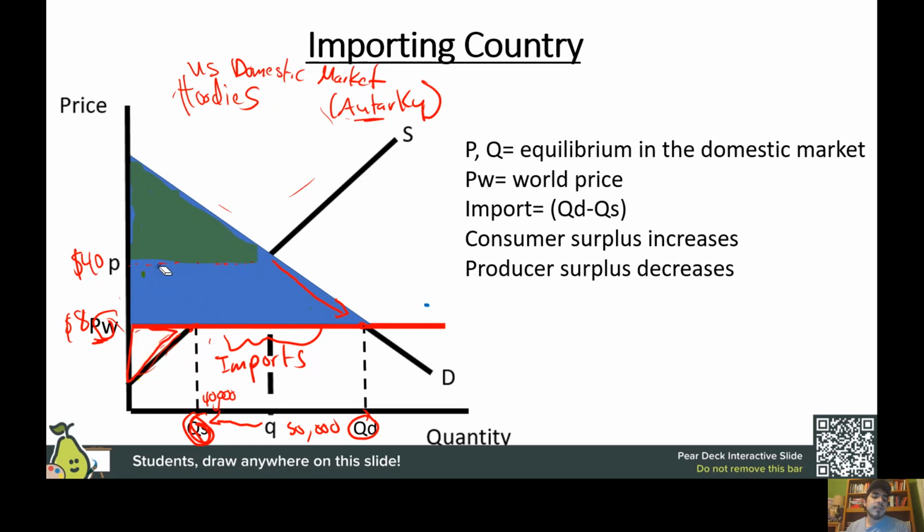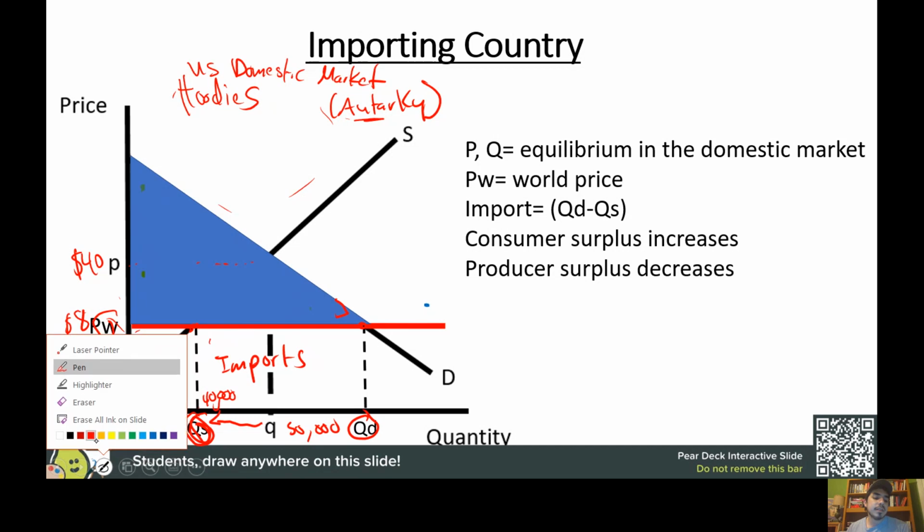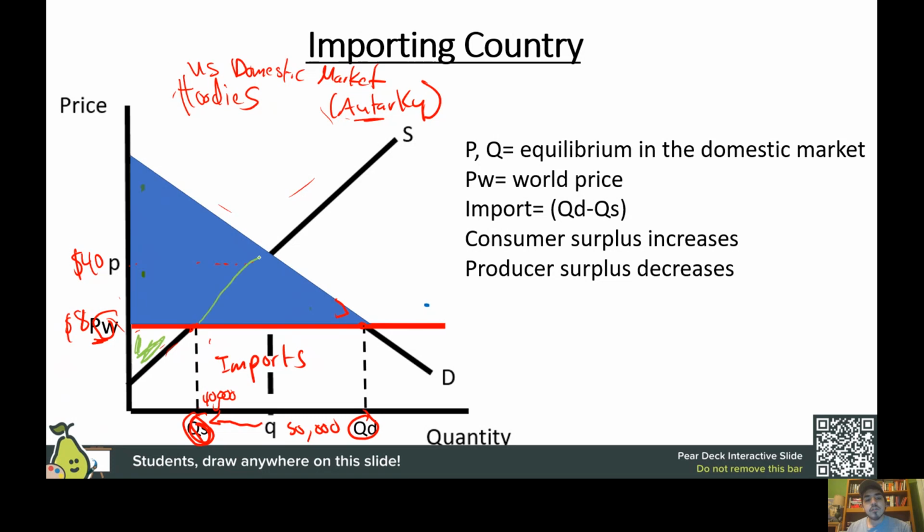We can also see, however, that free trade really does increase the total surplus, right? Because consumer surplus increased, not just at the expense of producer surplus. We also got this whole new area, this whole new triangle, right? This whole new isosceles triangle. Okay.